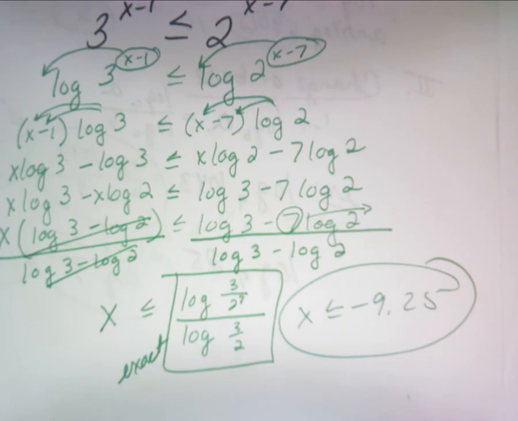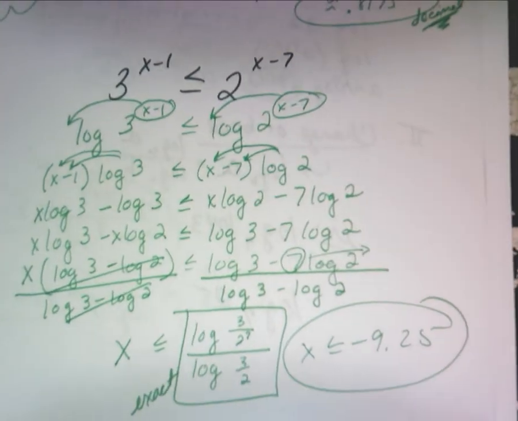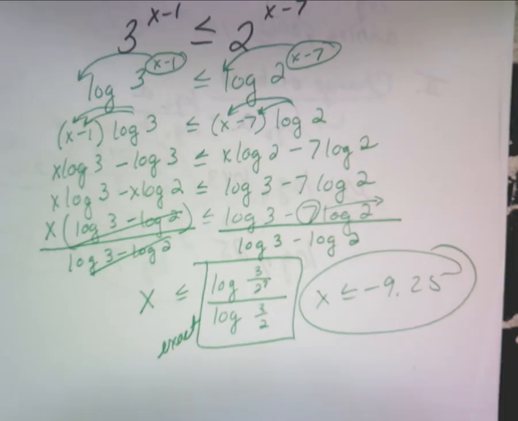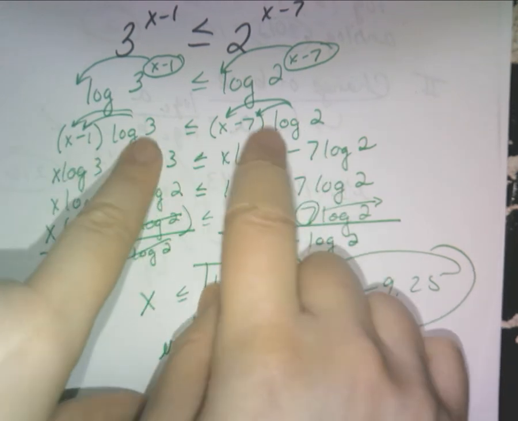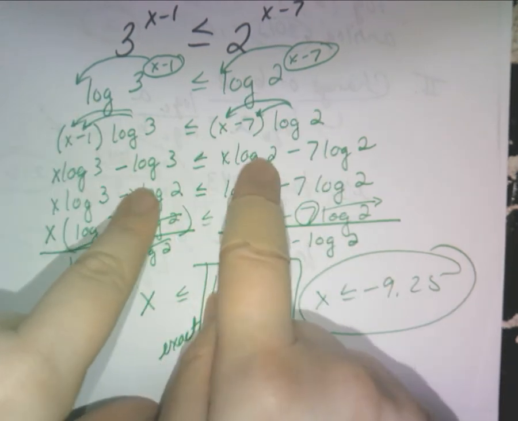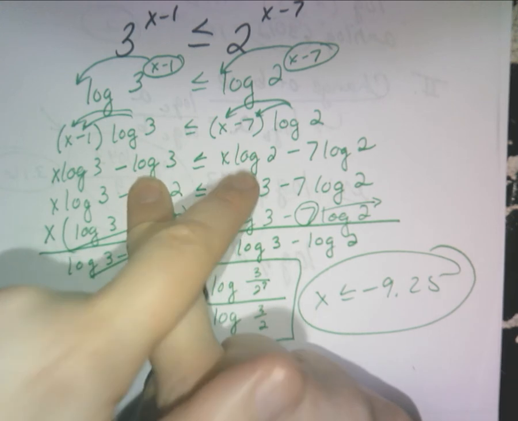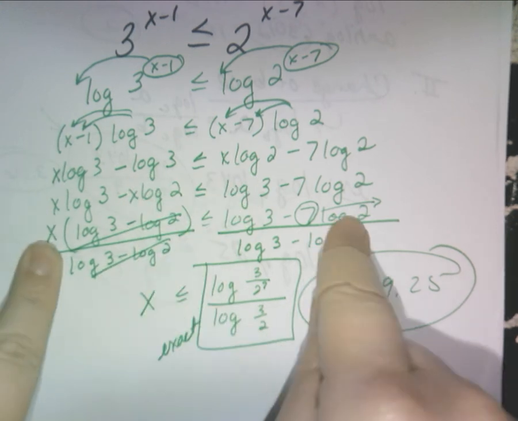Okay. I could see that some of you were picking this up and some of you were not. Do you understand that the first thing you do is write log on both sides? The second thing you do is move that exponent, distribute, combine your like terms, factor, and divide.